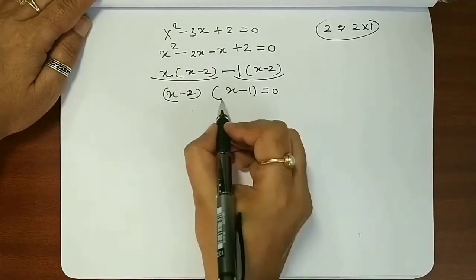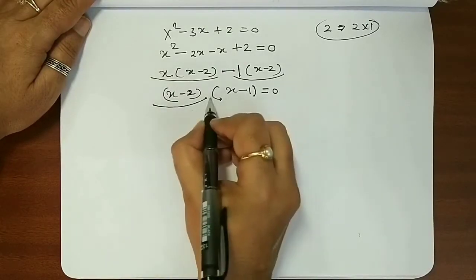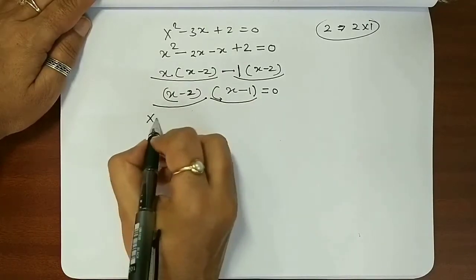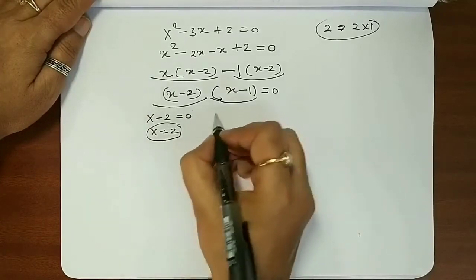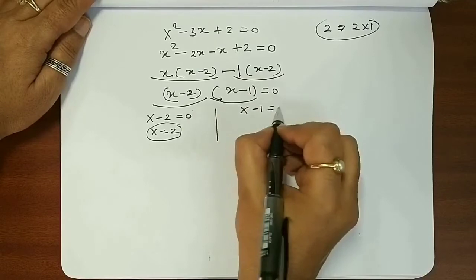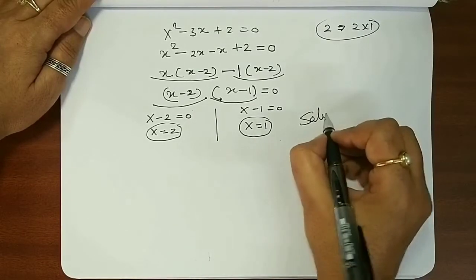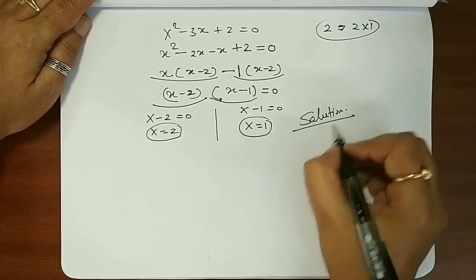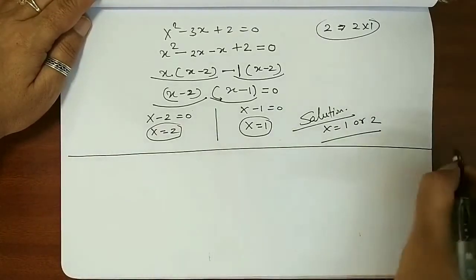Okay, so after factorization, what is the next step? These are the two factors, and we have to put them equal to 0. So my first root is x is equal to 2. Second, if I put this equal to 0, my second root is x equal to 1. So what are my solutions, guys? x is equal to 1 or 2. This is my final answer.